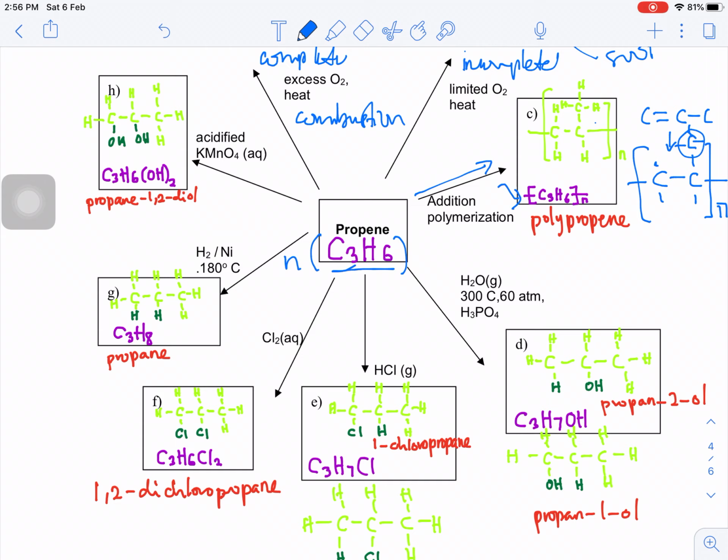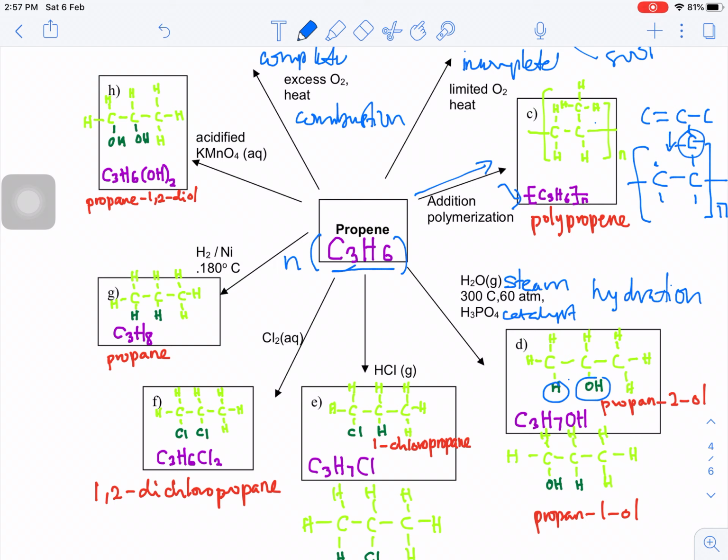Propin. When react with water actually in the form of steam, 300 degrees Celsius, 60 atm, and phosphoric acid as catalyst. This one nama reaction dia hydration. Hydration adalah satu reaction to produce alcohol. So kat sini dia akan tambah air. Dia buka double bond. Satu terima H, satu terima OH.